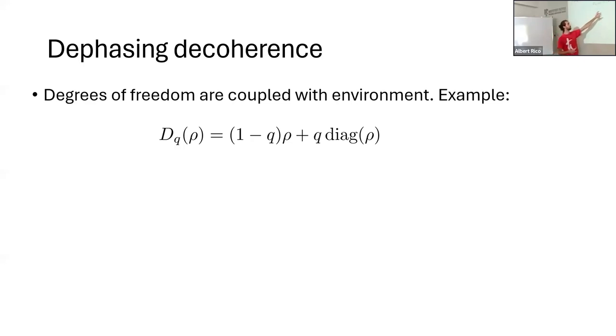For example, this channel, the product state is pure, it stays the same thing that you have, and it's probably true, you're taking a matrix which only has the diagonal of the other state, and the rest are all zeros. So it's probability 1 minus 2. So the off-diagonal terms, which are coherences, are damped by a factor of 1 minus 2. That's one example.